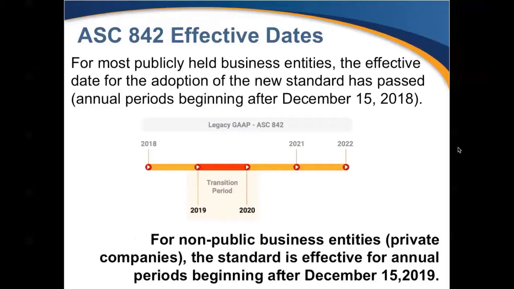Now, effective dates. For public companies, publicly held business entities, the adoption date was actually 1/1/2019. So virtually all of the public companies will have dealt with this. But what our product really is focused on are mid-sized private companies. And those companies have to adopt for fiscal periods beginning after 1/1/2020.